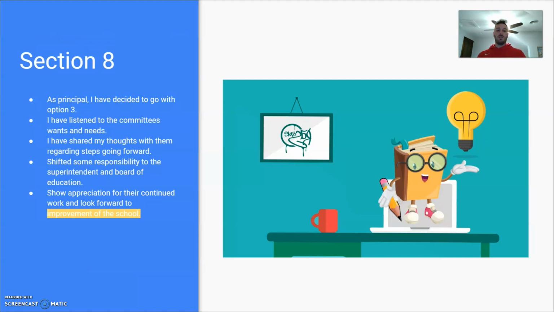Section 8. As a principal, I've decided to go with option 3, which would be to acknowledge that they are wanting to do positive things for our school and community, but we need further approval from the Board of Education and the superintendent. So I've listened to the committee's wants and needs. I've shared my thoughts with them regarding steps going forward, shifted that responsibility to the superintendent and board, and shown appreciation for their continued work, and just let them know that I'm looking forward to working with them in a positive manner.